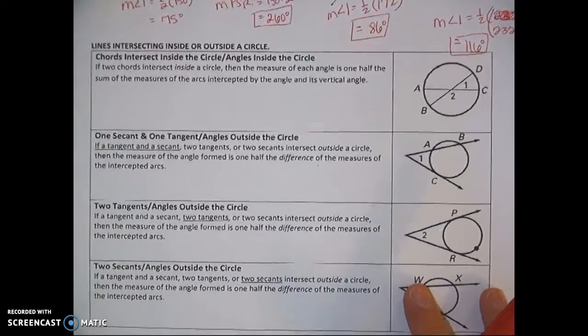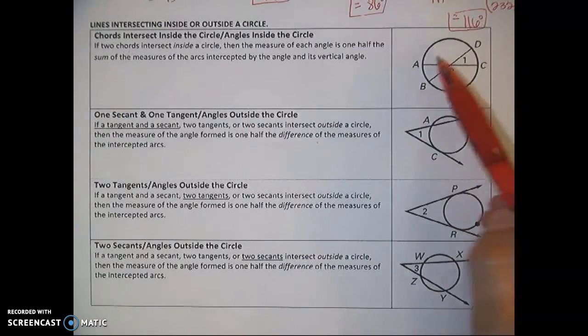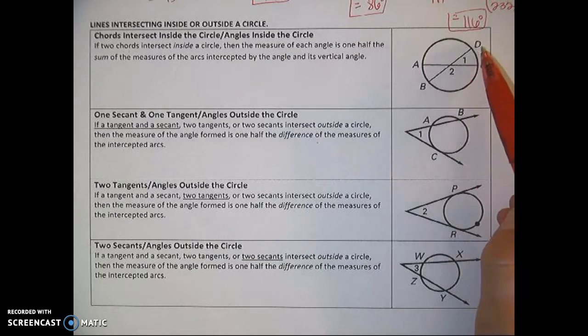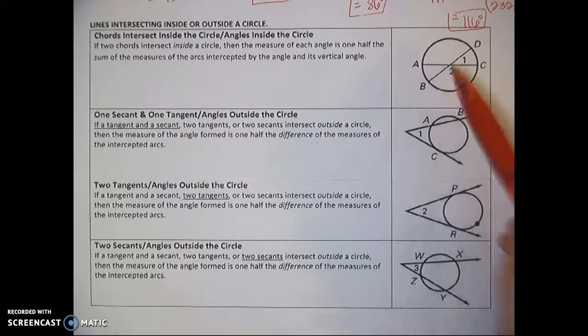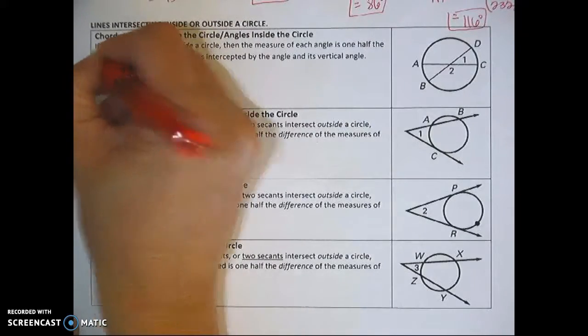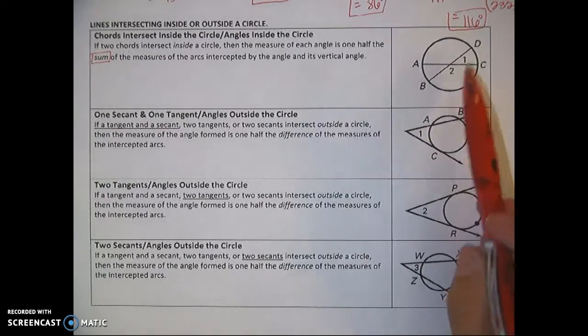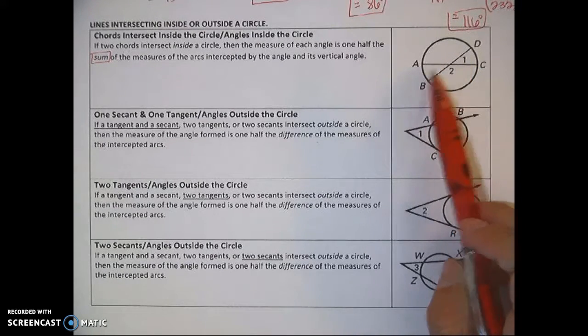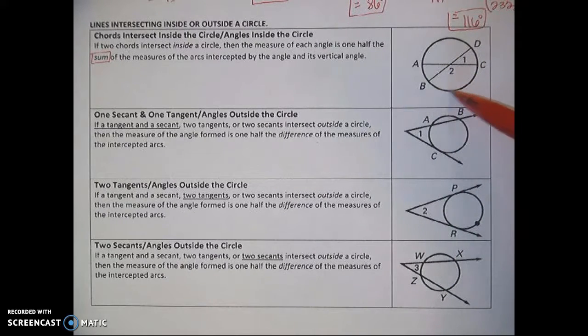The second type of problem that we can have with angle relationships in chords deals with chords that intersect inside the circle. So I have these two chords that intersect at this point inside the circle. If two chords intersect inside the circle, the measure of each angle is 1/2 the sum of the measures of the arcs intercepted by the angle and its vertical angle. So basically, angle 1 is 1/2 the sum of these two arcs, AB and DC. Angle 2 is 1/2 the sum of the two arcs, BC and AD. The angle and its vertical angle.